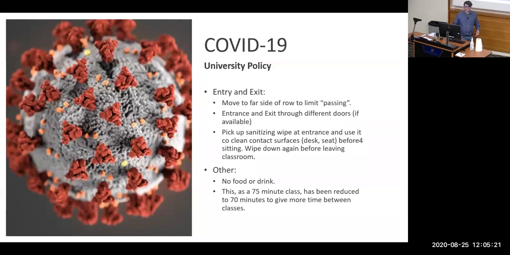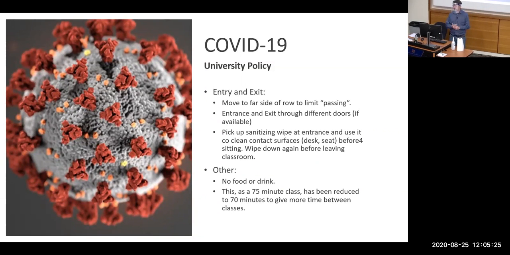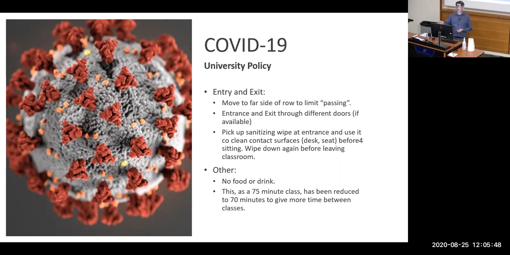Okay, entry and exit. Move to the far side of the row to limit passing past each other as much as possible. The information I was given said that there are supposed to be different entrances and exits, though I didn't see an indication on these doors as to which was which, so I think we can ignore that. There's sanitizing equipment by the entrance over here. Please, when you come in, grab a paper towel, spray it with the disinfectant, and then clean the area that you're going to be sitting in.